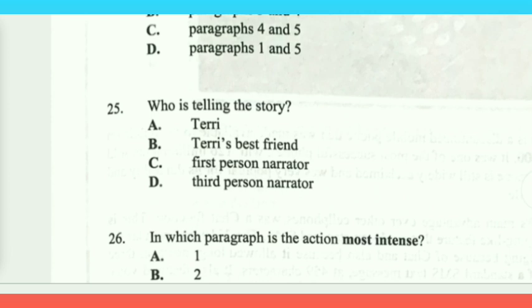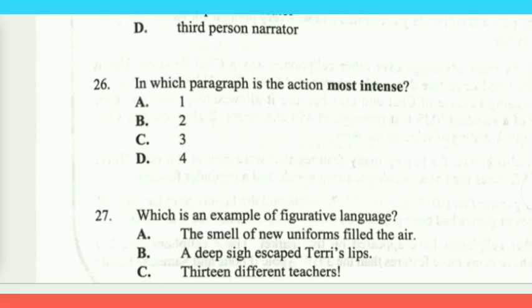C says first person narrator, and D says it is a third person narrator. It's not the first person narrator, it's the third person. They're referring to her, she, and the third person narrator.